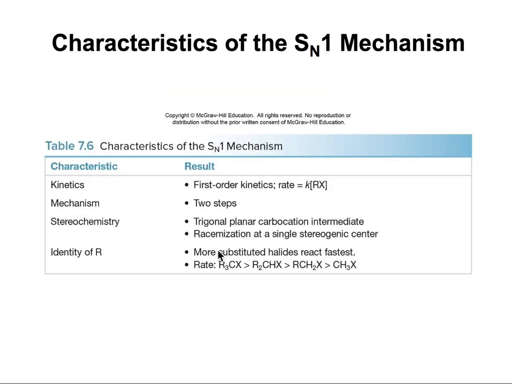So let's summarize the SN1 reactions. It's a first order reaction. That means that the rate is only determined by the alkyl halide. It happens in 2 steps. It goes through a trigonal planar carbocation, and that allows racemization to happen. So that means getting a 50-50 mixture of the 2 possible stereoisomers. And the more substituted the carbocation is, the more stable.